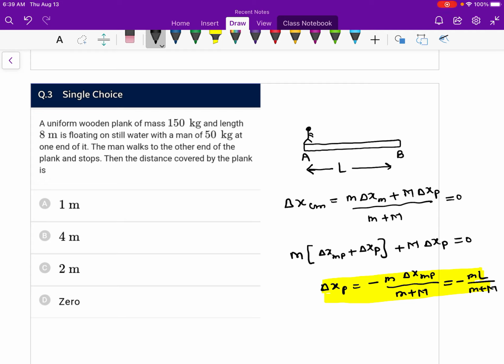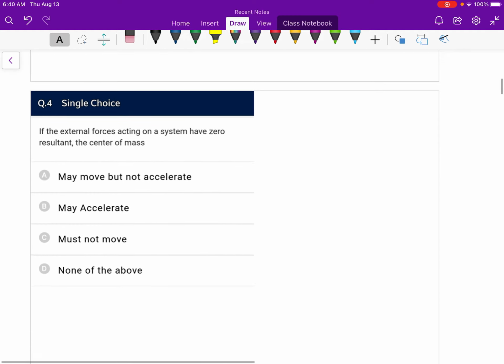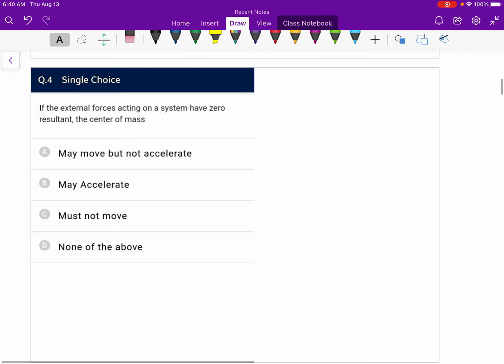So if we solve this, small m is 50, L is 8, and 150 plus 50, that is 200. So 50 into 8 is 400. So 400 upon 200, that is minus 2 meters. Minus sign means direction is opposite. So let's take 2 meter option. If the external force acting on a system is 0, then the center of mass acceleration is 0. So it may move but not accelerate. So A is the correct option.